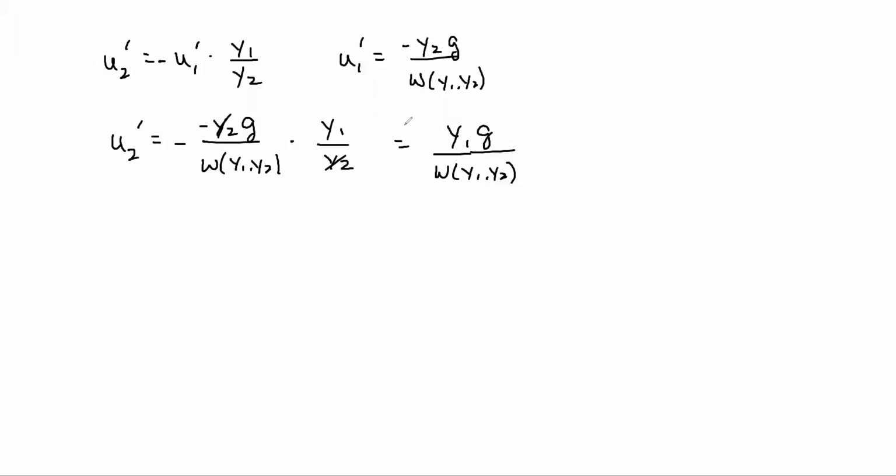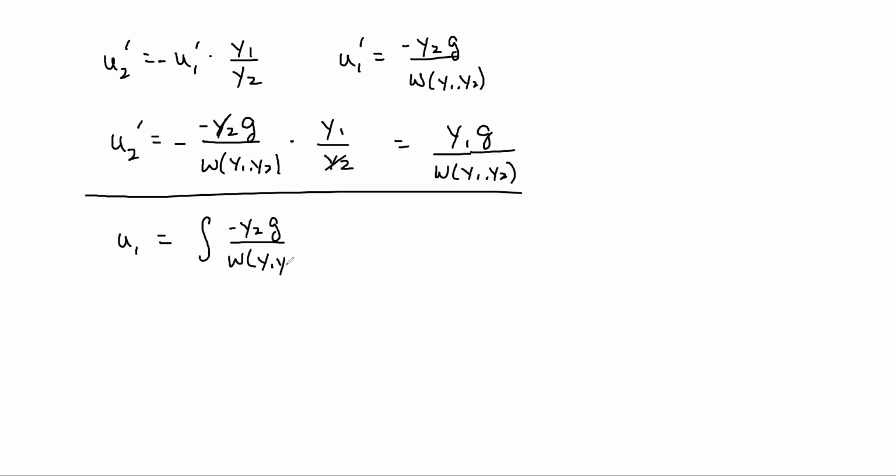All right, so now we've got a definition for u1 prime and a definition for u2 prime. The next step that we did was to go through and integrate. So if you integrate, you're going to get u1 equals the integral of negative y2 g over the Wronskian of y1, y2 dt. And after you integrate, you're going to have a constant. And u2 is going to equal the integral of y1 g over the Wronskian of y1, y2 dt. And after you integrate, you're going to have a constant.